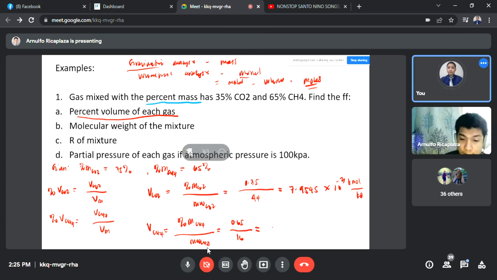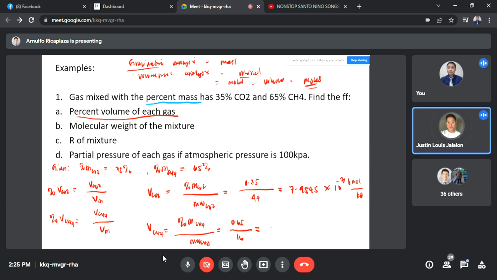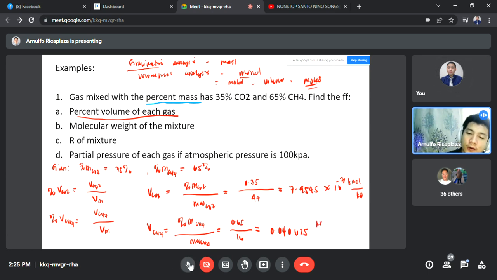0.040625. Ikuan daw scientific notation. So that is the exact, 0.0625 — no, 0.040625. So that is in kilomole per kilogram. So therefore, guys, nanatay tagsa ka volume per unit of total mass. So therefore, makuha na to ang percent volume of each gas.